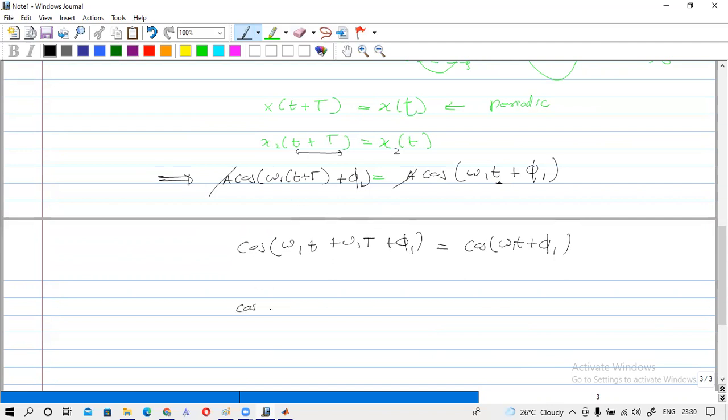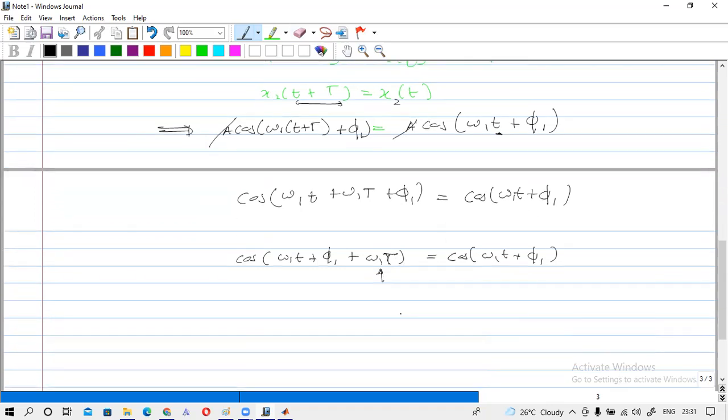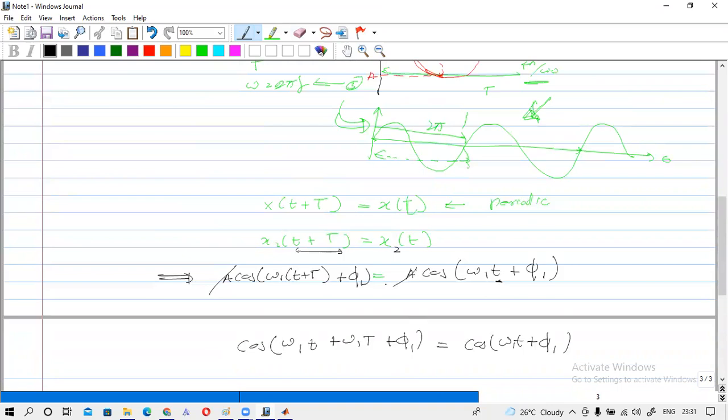So I can rewrite this as omega 1 t plus phi 1 plus omega 1 t is equal to cos omega 1 t plus phi 1. Okay, so if you can find a value for this term that satisfies this condition, then you can say that this is a periodic signal, and through it you can find its period.